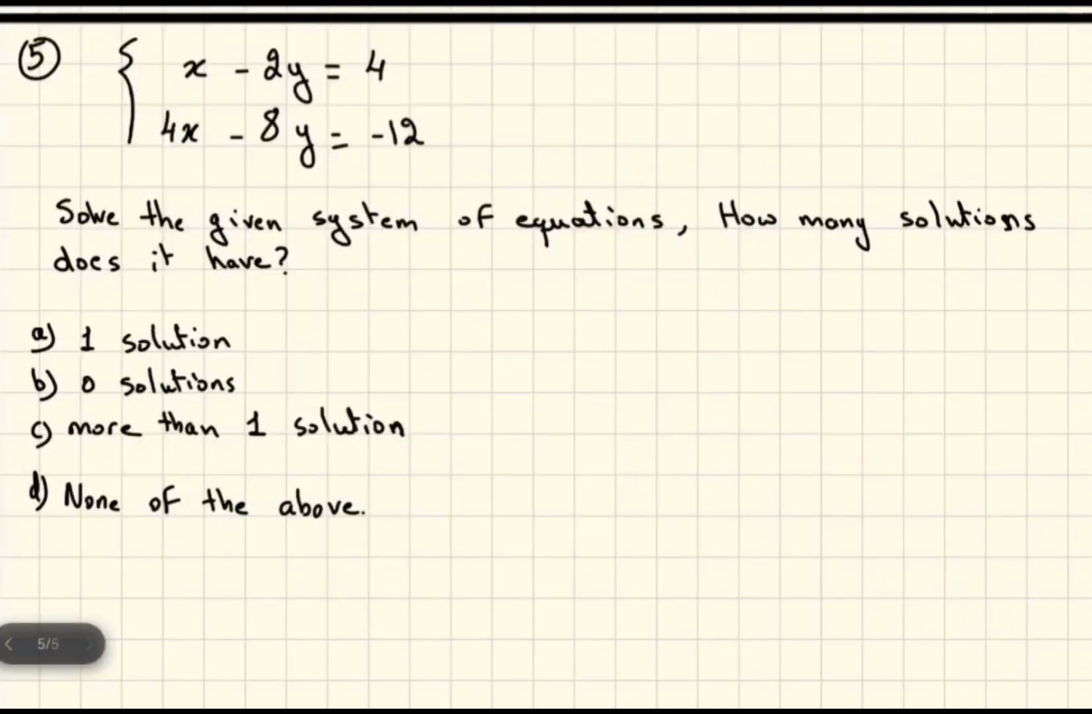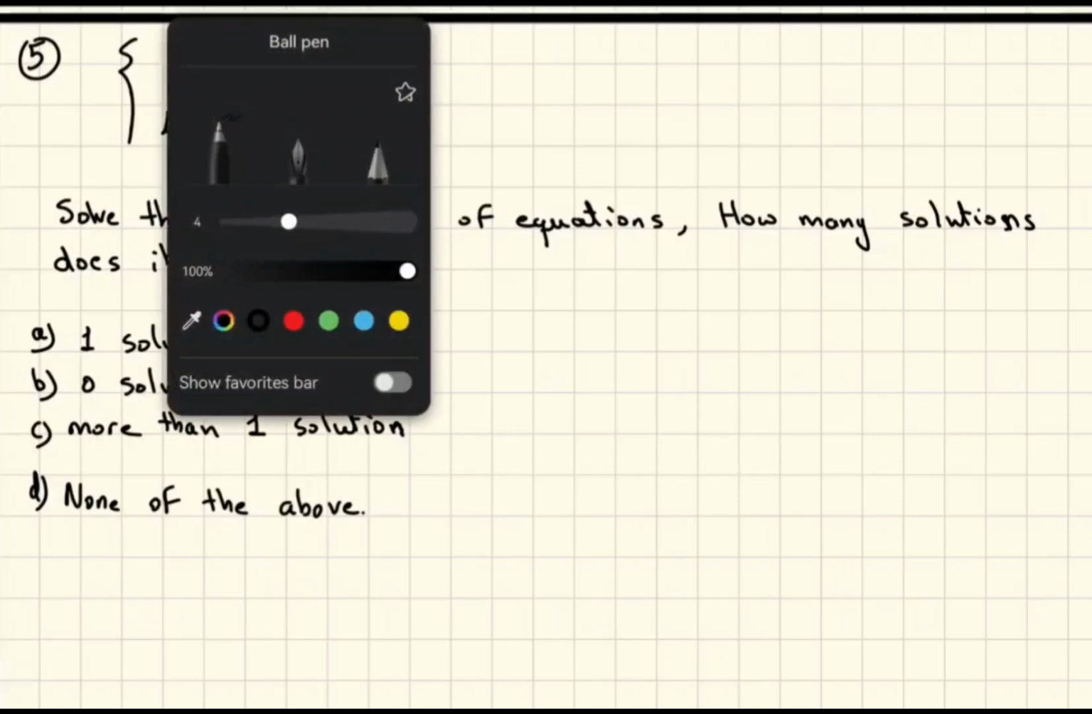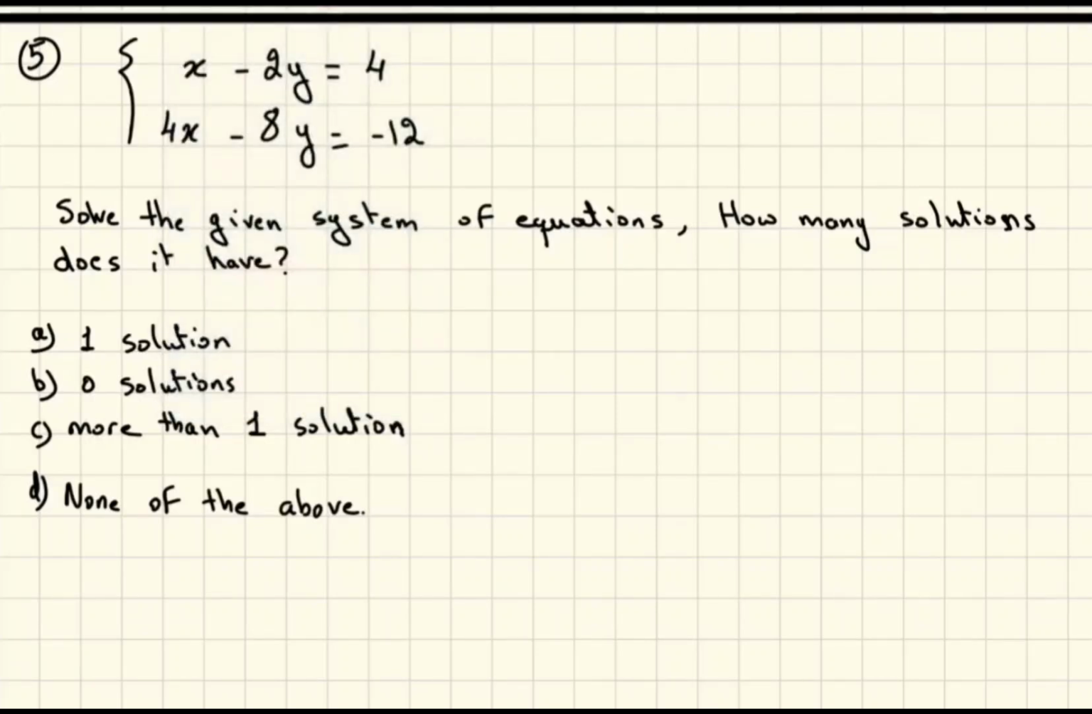Now, last question, number 5. We have x minus 2y equals 4, 4x minus 8y equals negative 12. Solve the given system of equations and state how many solutions it has. So we need to state how many solutions. Alright, so when solving this, I look at x minus 2y equals 4 and 4x minus 8y equals negative 12.